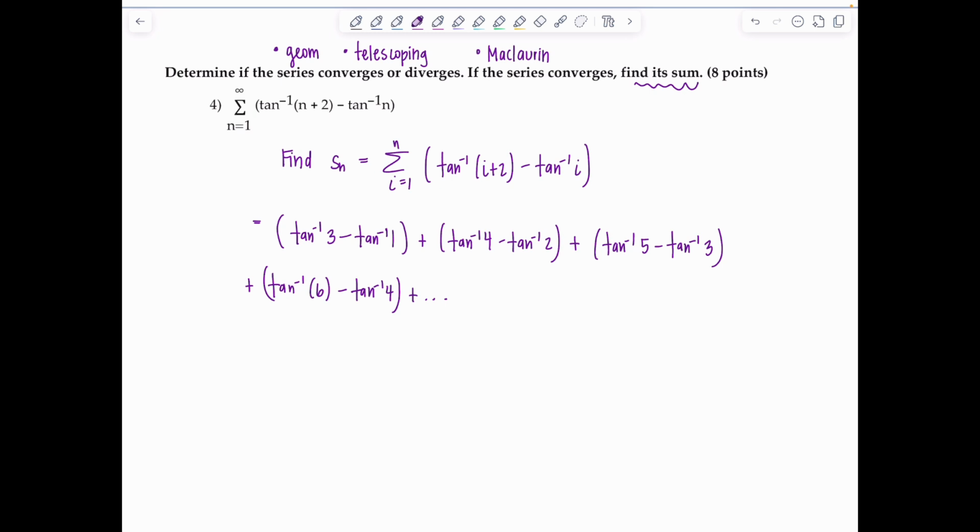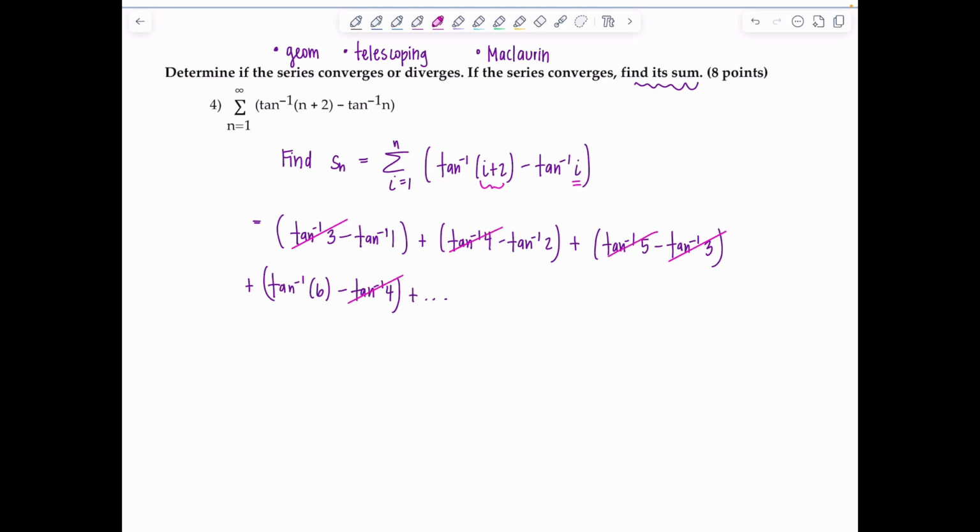And here's the thing. To figure out what cancels and what survives, i plus 2 and i are 2 apart. So that means I should have 2 terms survive, or basically not cancel out, from the beginning. Okay, so tan inverse of 3 is canceling out. Tan inverse of 4 is canceling out.